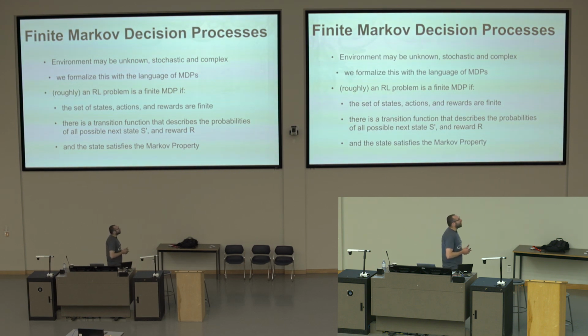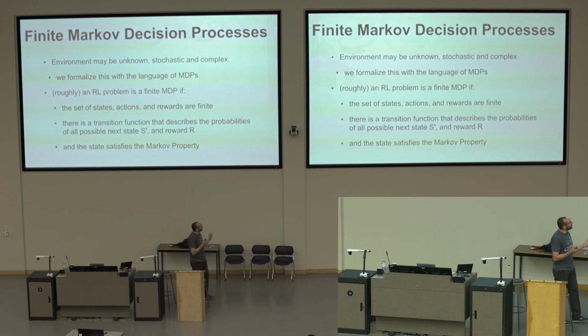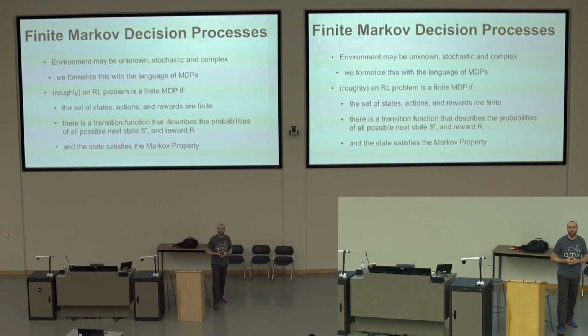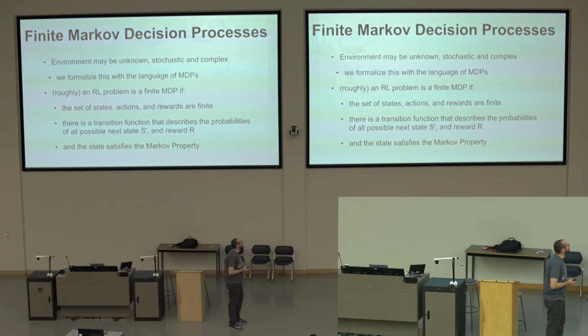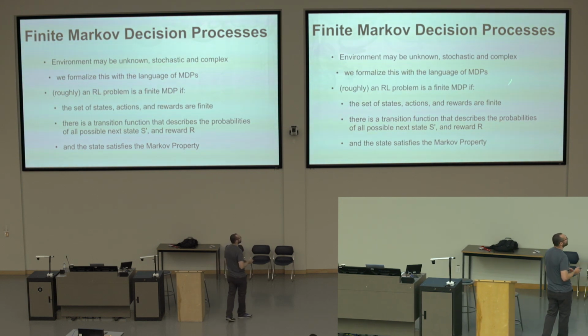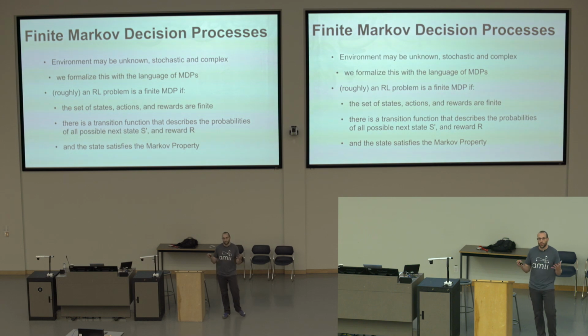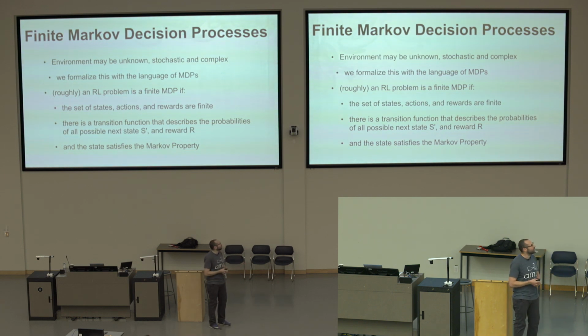So this is what we call a finite Markov decision process. The environment is meant to be unknown, stochastic, and potentially very complex. And we're going to formalize this with the language of MDPs. We say that we have a finite MDP simply if the set of states is finite, the set of actions is finite, and the set of rewards is finite.